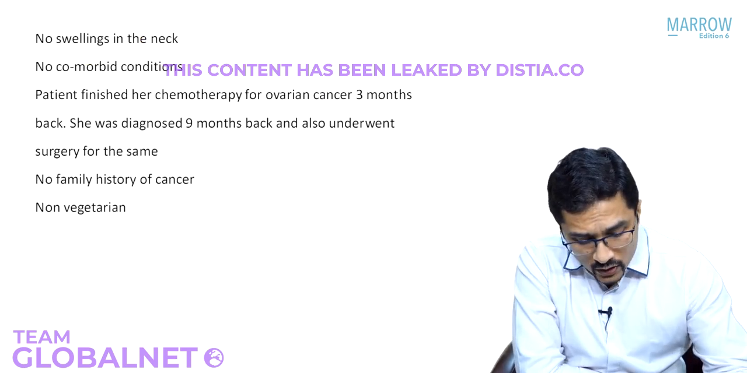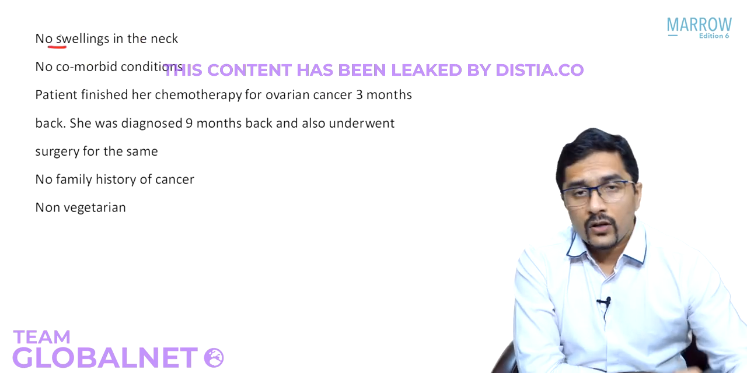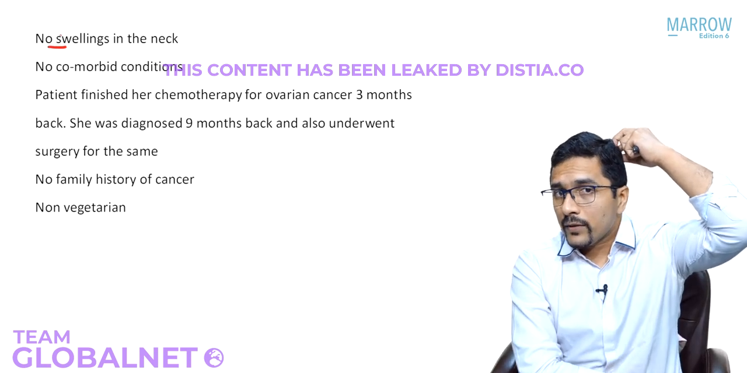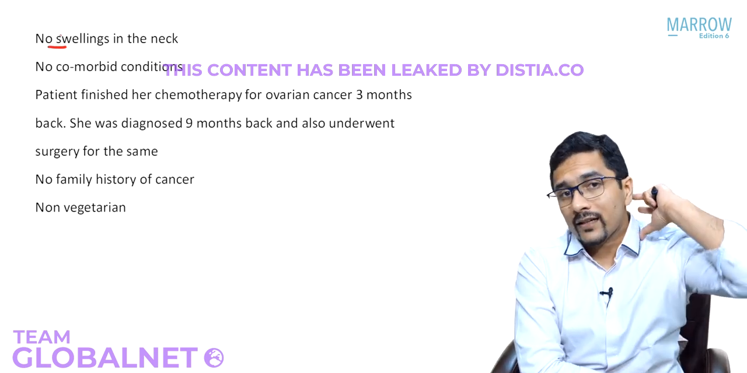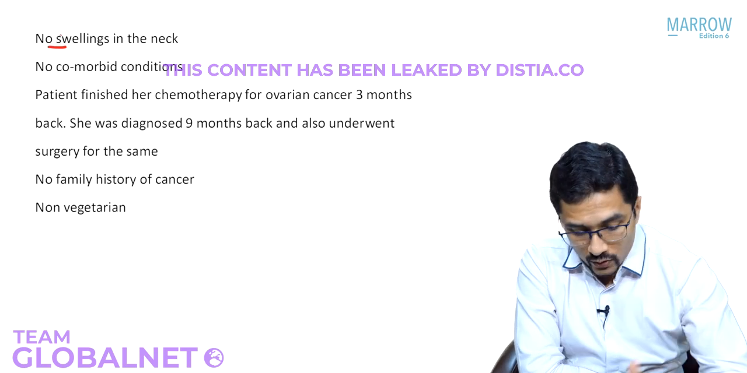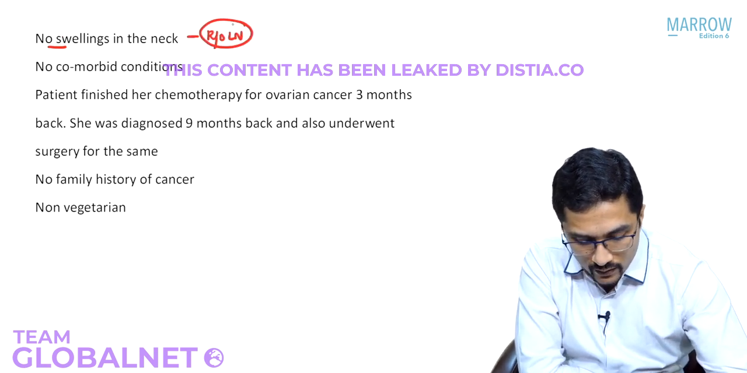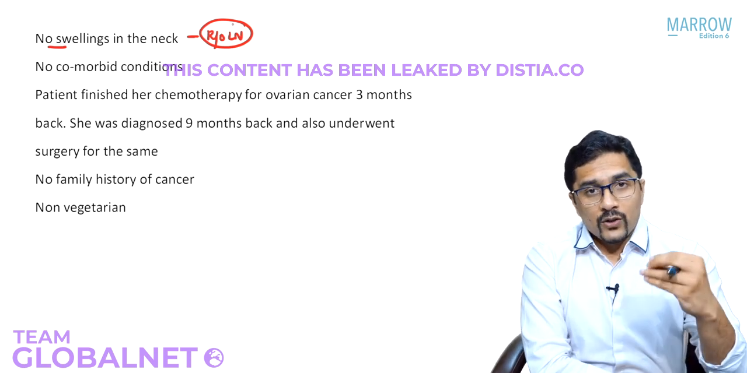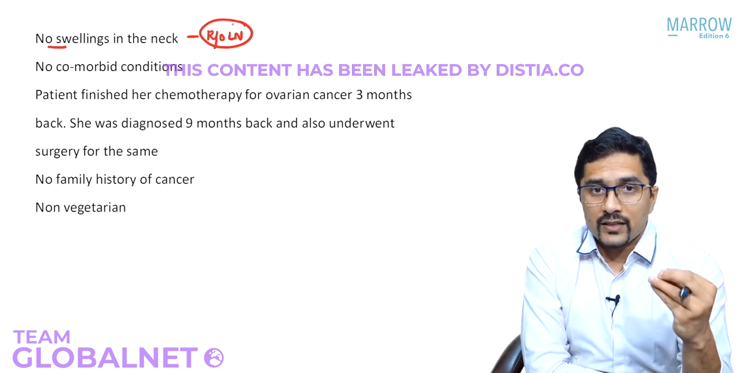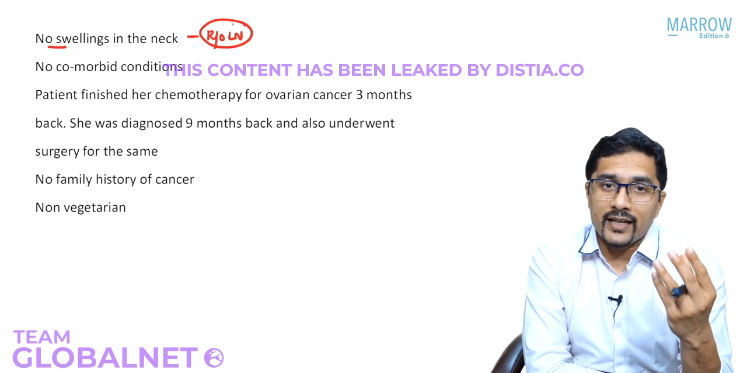Other things, no swellings in the neck. Now you know that scalp is draining to the cervical lymph nodes also. So no swellings in the neck is to rule out lymph nodes. Why am I telling you all these in detail? Because as final year students, you should know why you're taking that negative history.